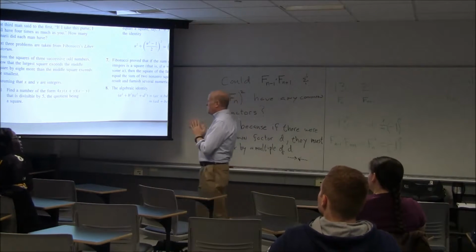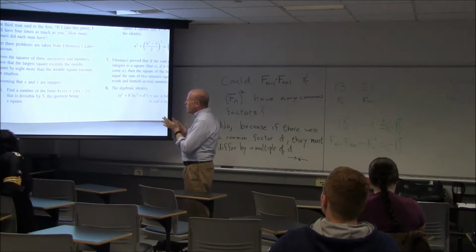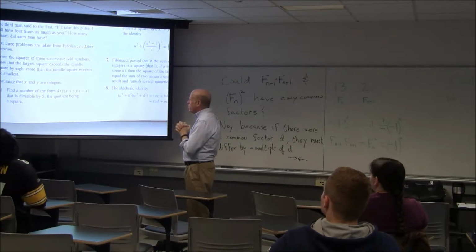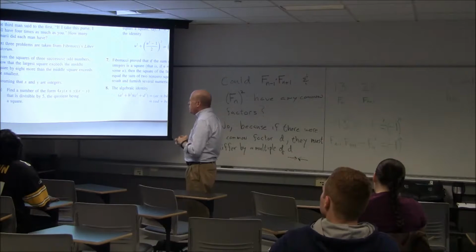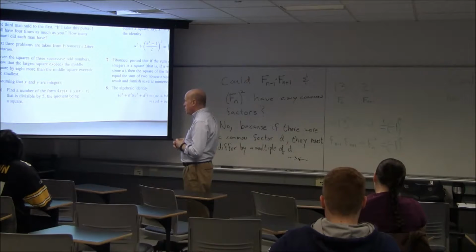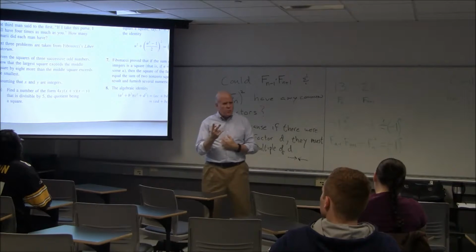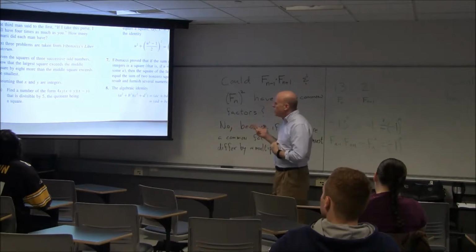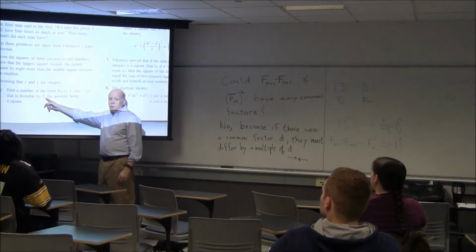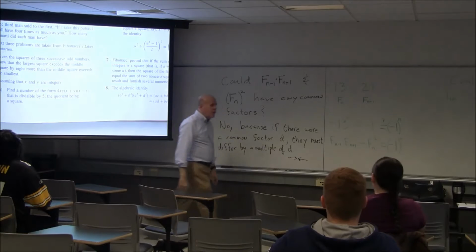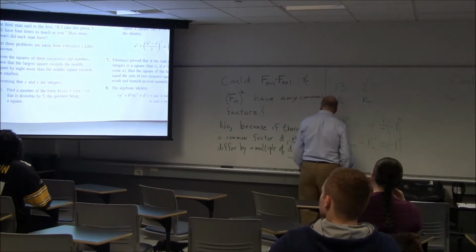It was so hard. Assuming that x and y are integers, find a number of the form 4 times xy times x plus y times x minus y that is divisible by 5, the quotient being a square. Quotient? You have to have two numbers to talk about a quotient. Oh, I see. That is, if you divide it by 5, you'll have a square. It was written funny. I got it now.